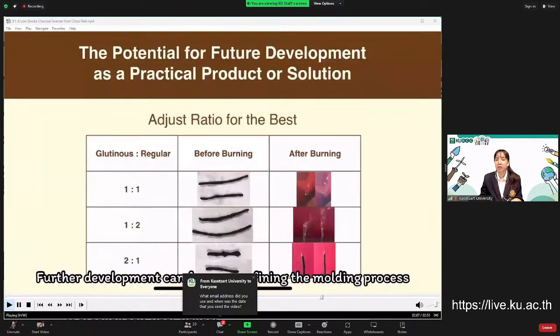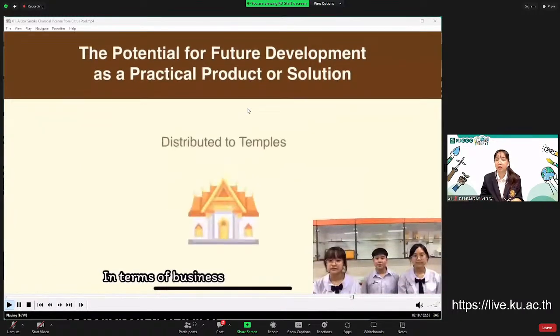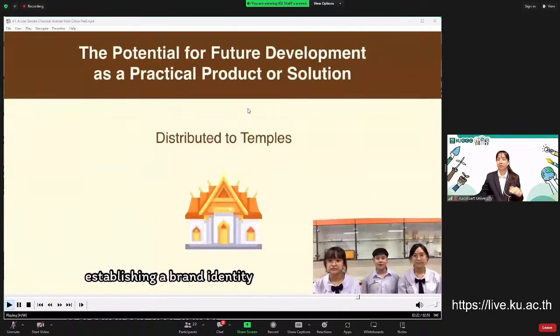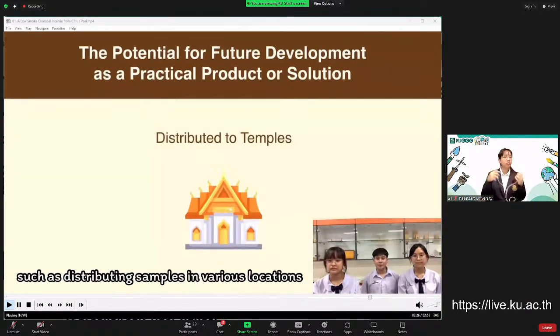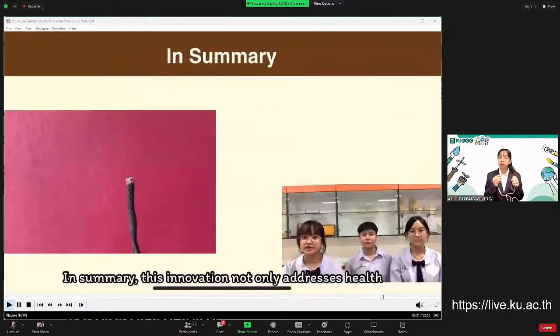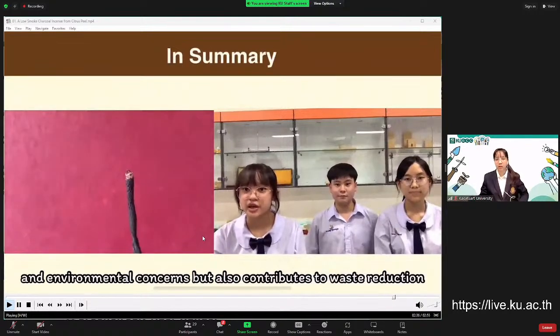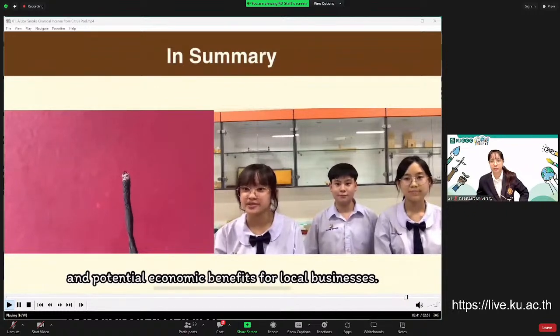Further developments can focus on reform to minimize smoke and optimizing the ratio of ingredients for the least amount of smoke generation. In terms of business, establishing a brand identity and initiating promotions such as distributing samples in various locations has encouraged adoption. In summary, this innovation not only addresses health and environmental concerns, but also contributes to waste reduction and potential economic benefit for local business.